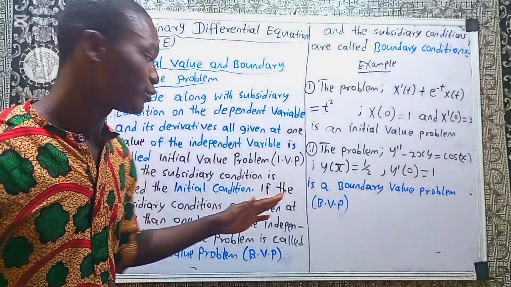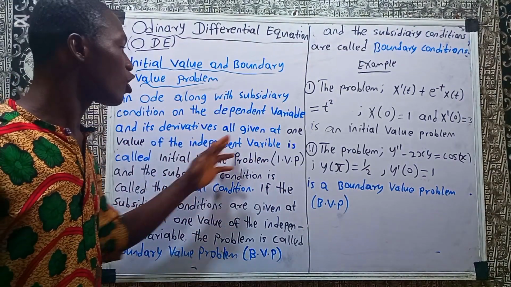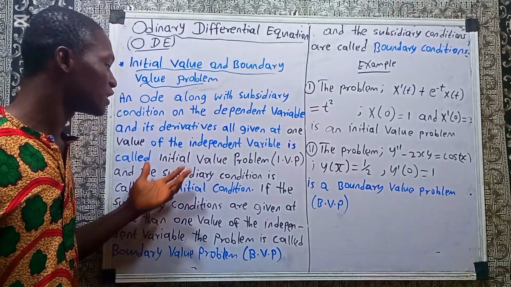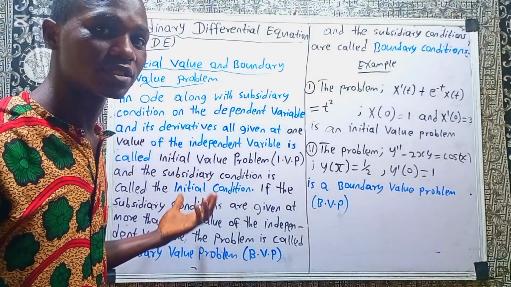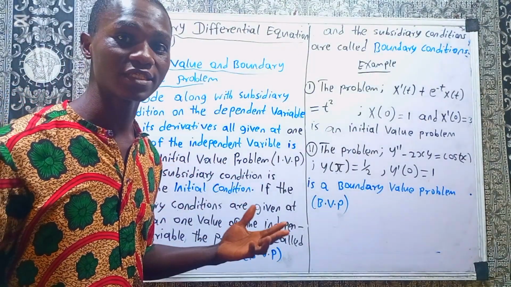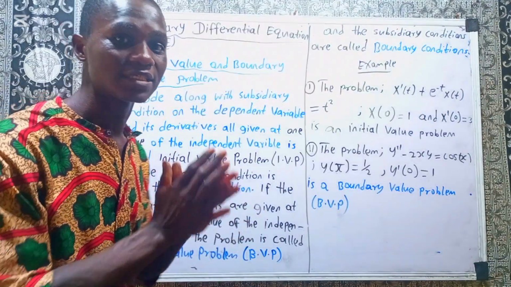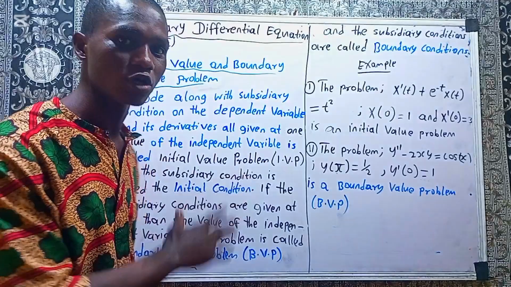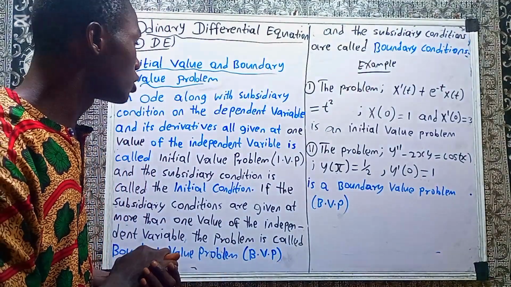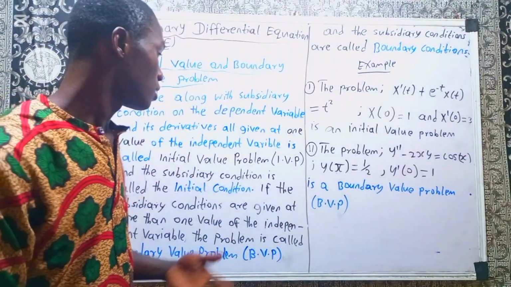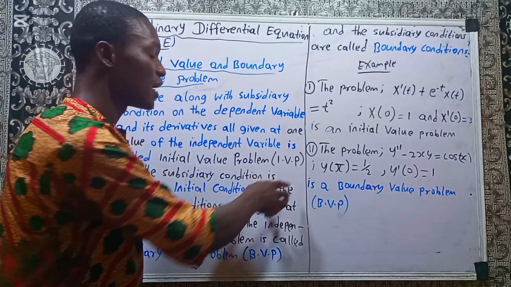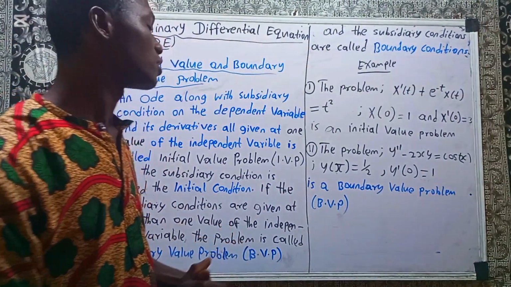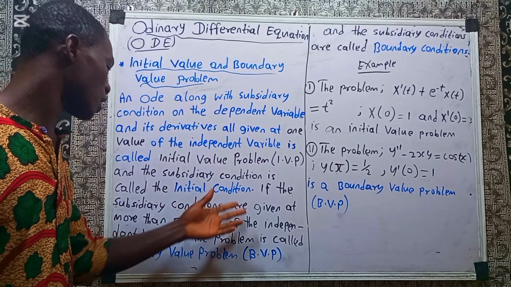So what is given on the board here, I said an ODE along with subsidiary condition on the dependent variable and its derivative, all given at one value of the independent variable, is called an initial value problem. So both the conditions on the dependent variable and its derivative are given at one value of the independent variable. Then we call such an ODE problem an initial value problem, and the condition will be called the initial condition.